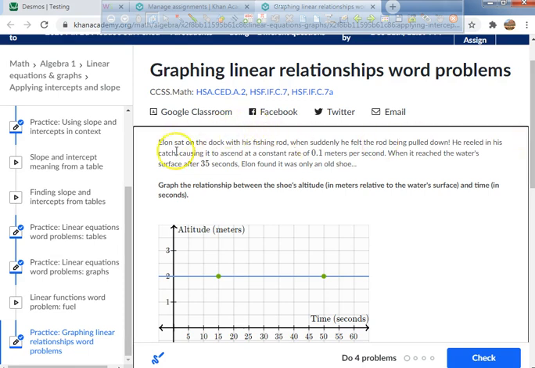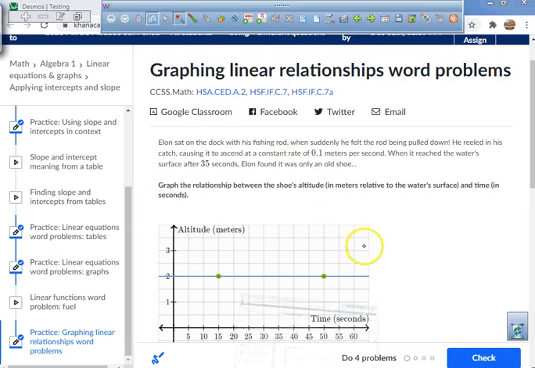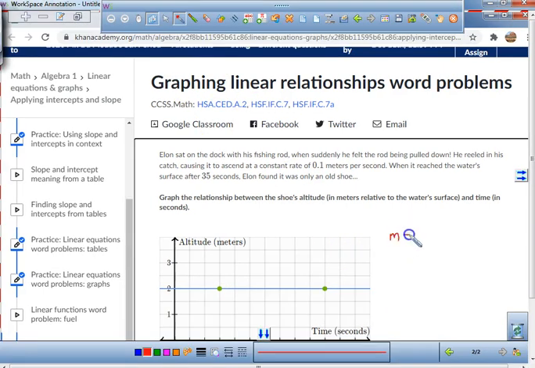All right, so I hope this is the correct pronunciation of his name, Elon. Sat on the dock with his fishing rod when he suddenly felt the rod being pulled down. He reeled in his catch, causing it to ascend at a constant rate of 0.1 meters per second. So we're going to write things down as we read. That constant rate of 0.1 meters per second is talking about this concept called slope. So I know my slope is equal to 0.1, also known as 1/10.